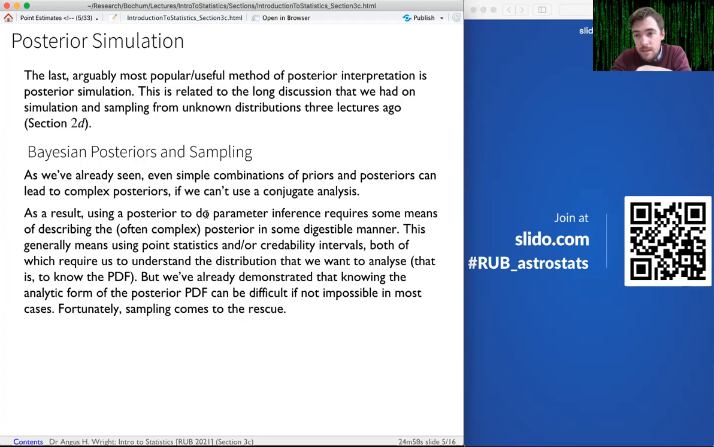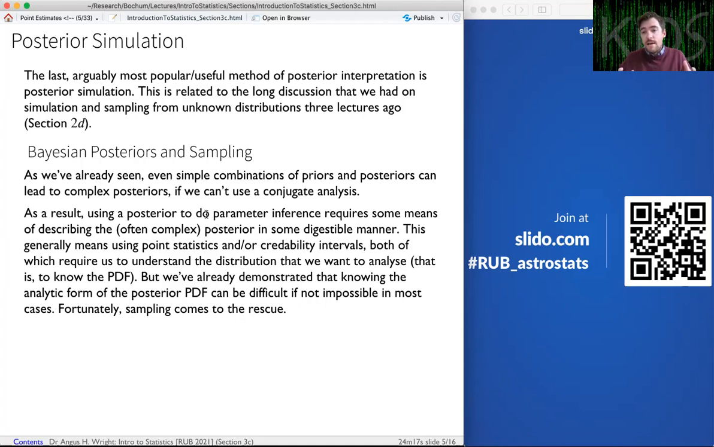What posterior simulation gives us is a mechanism to derive samples from a posterior without having to worry about a lot of the complexities that we get when we have arbitrary combinations of priors and likelihoods. It has the additional benefit of not requiring us to have any sort of analytic expression for the posterior. And it means that we also don't have to limit ourselves to describing the posterior as a single value of, say, the point estimate or of the credibility interval.